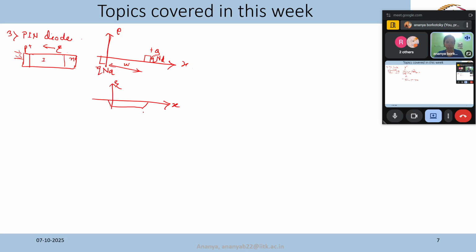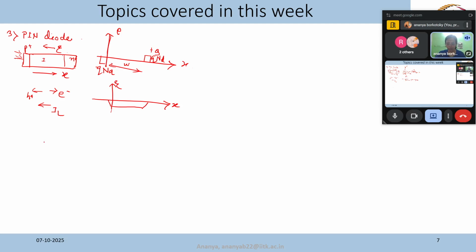We have a larger depletion width, and our electric field is again negative. In this direction x is positive, so the electric field in this direction is negative. When electron and hole pairs are generated, holes will move towards this direction and electrons towards this direction, so overall I will get a current due to light, due to photons, in this direction. Similar to the p-n junction, the difference is that we have a larger depletion width now, so we have a large area for creation of electron and hole pairs.